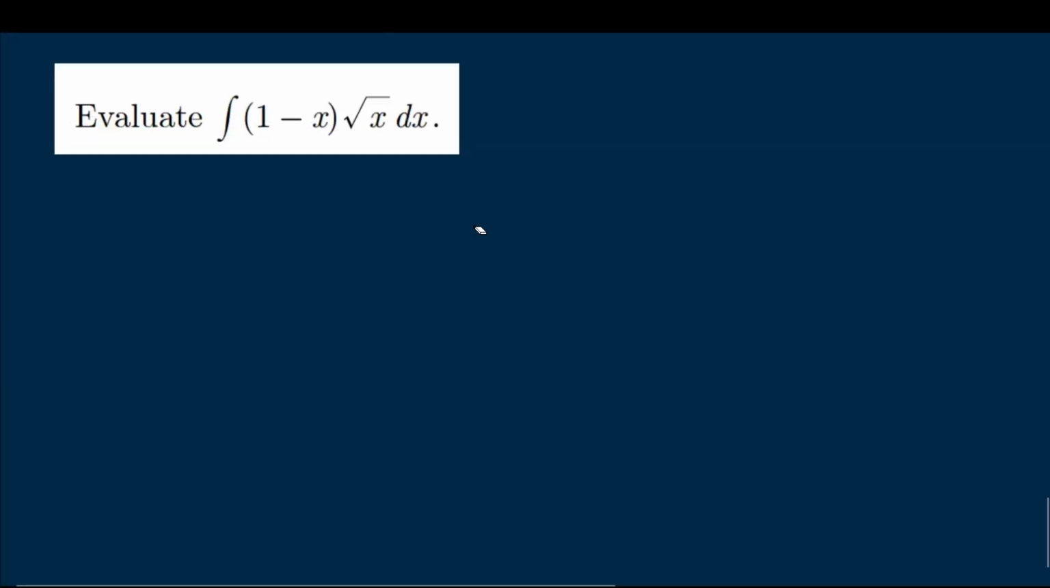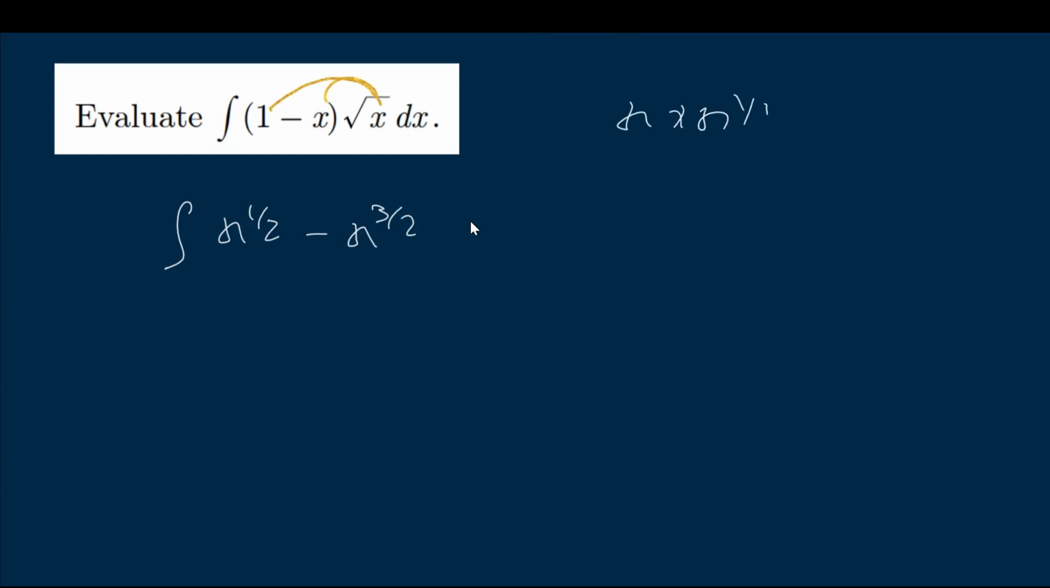Now in this question, we have to evaluate the integral of (1 minus x) square root of x. What we'll do here is multiply this out. Opening the bracket, 1 multiplied by under root x gives x raised to the power half, minus, on multiplying x with x raised to the power half, it should give x raised to the power 3 by 2, dx.